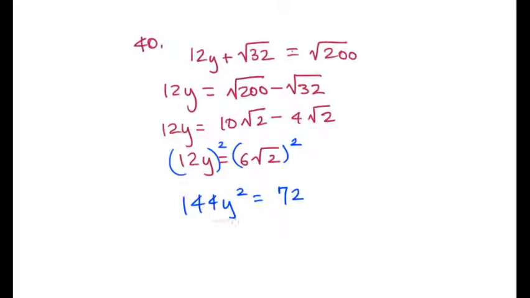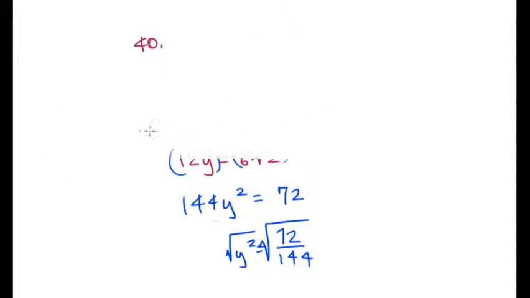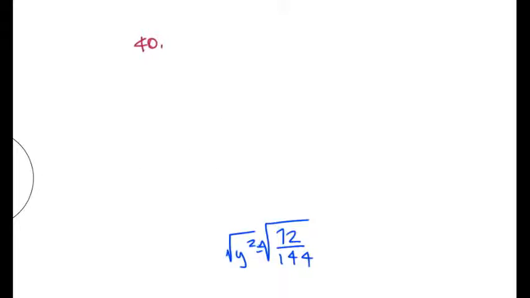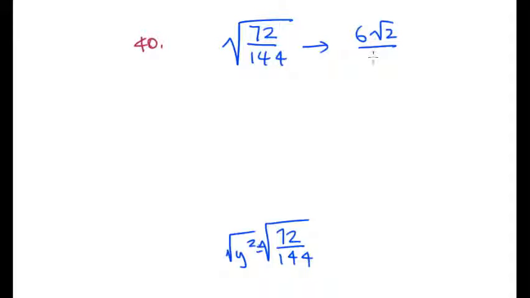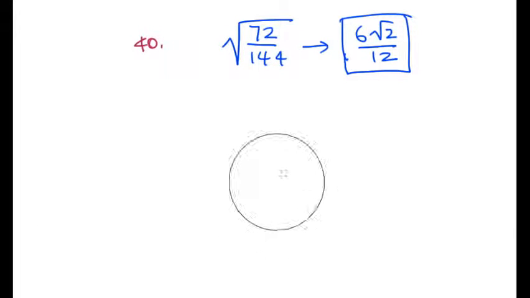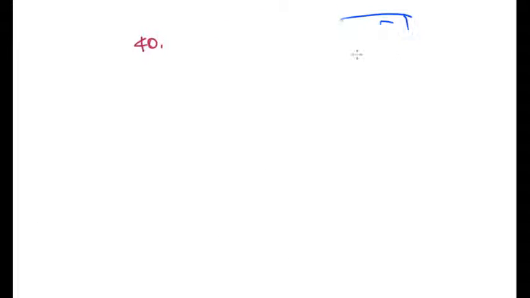And we get y squared is equal to 72 over 144. Taking the square root of both sides, let's get rid of some real estate here. We're left with 72 over 144. This is just 6 rad 2 over 12. Final answer. Alright, so that's the value of y: 6 rad 2 over 12.